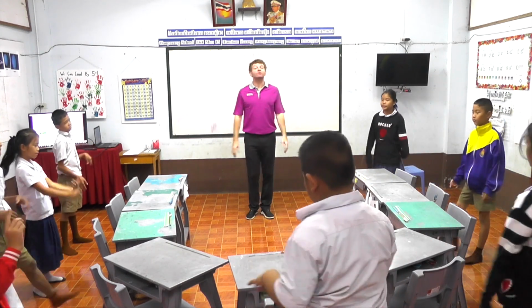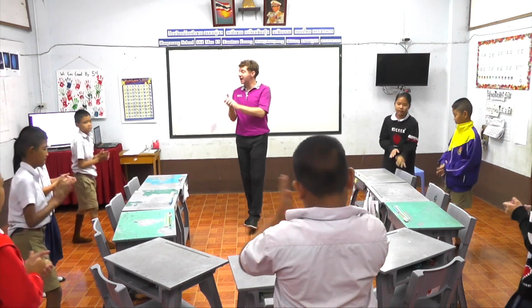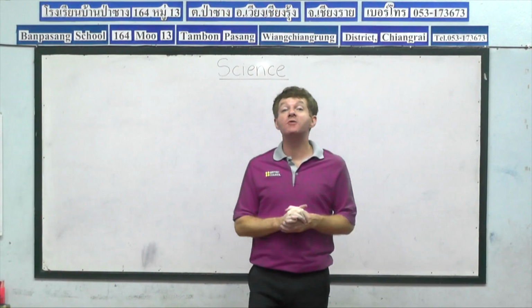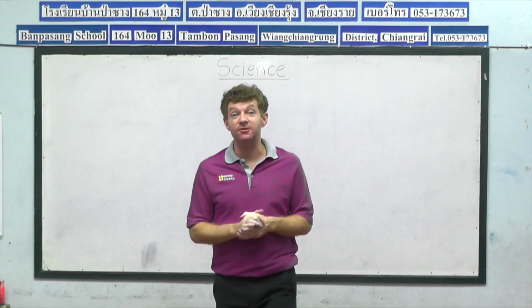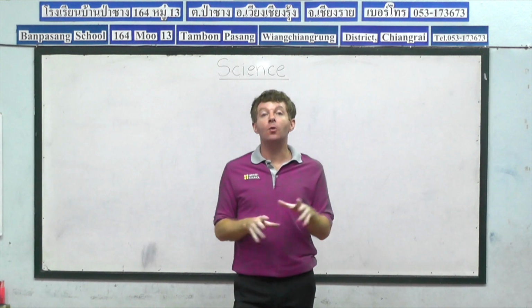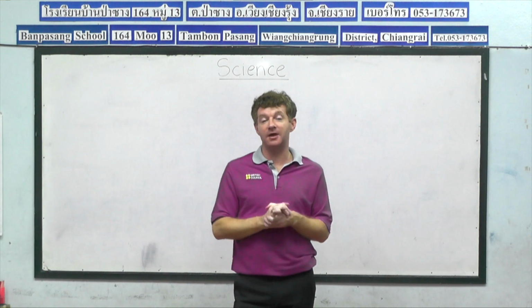And to finish, we'll do five claps. One, two, three, four, five. Excellent, guys. Have a seat. So now we've reached the end of our section about living things. So in today's lesson, we are going to review the different types of living things we've learnt about.